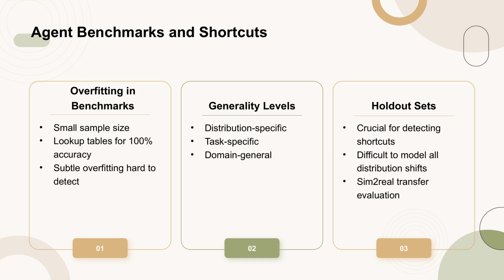We categorize benchmarks into different levels of generality: distribution-specific, task-specific, and domain-general. Each level requires different types of holdout sets to prevent overfitting. While it is challenging to model all possible distribution shifts, benchmark developers must strive to create holdout sets that reflect real-world variability. Additionally, evaluating agents through Sim2Real transfer can provide a more realistic assessment of their capabilities.